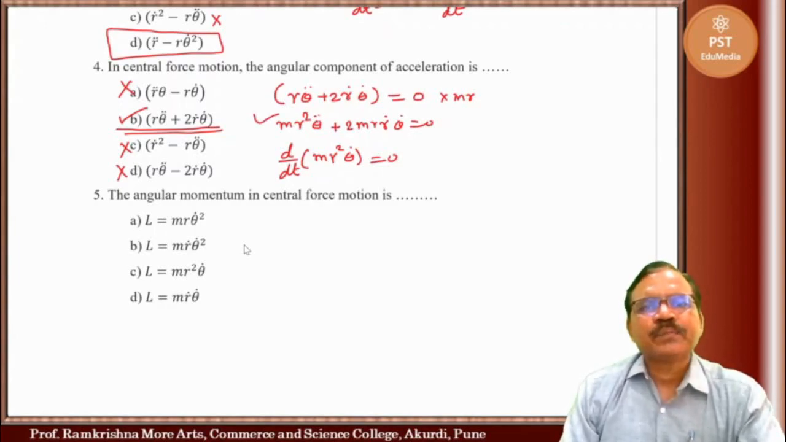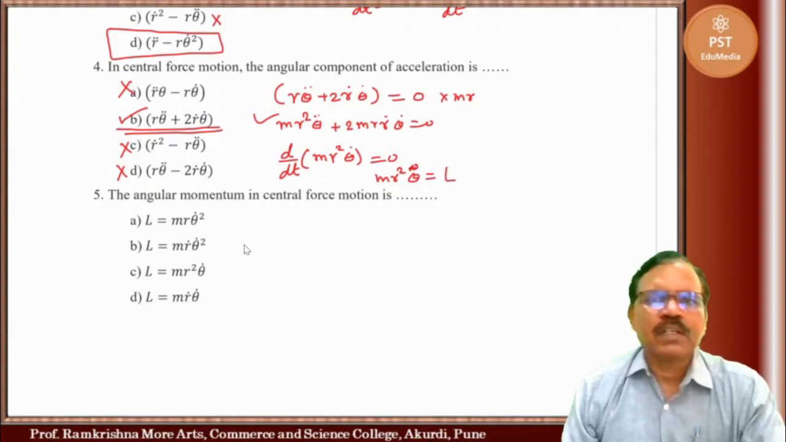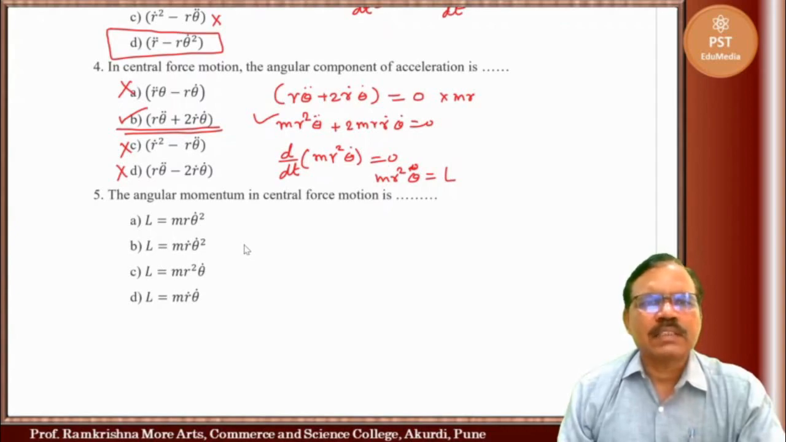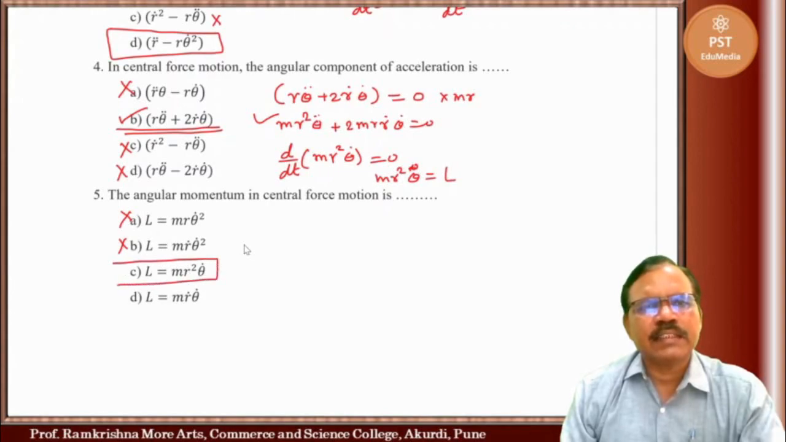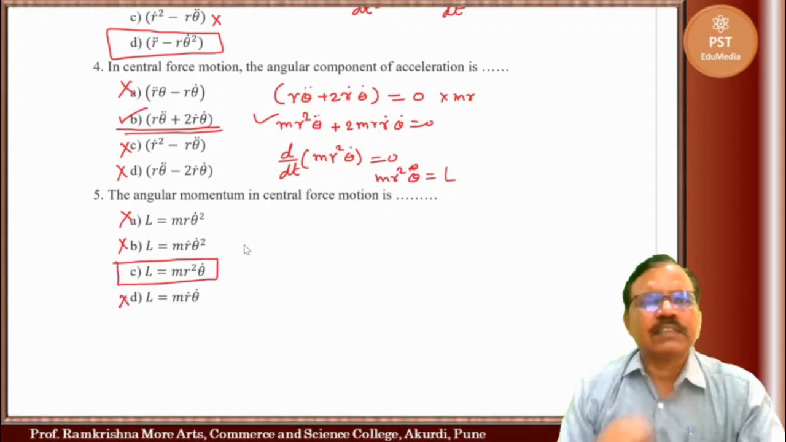So here, m r square theta dot is equal to constant, and that is called L, angular momentum. So m r square theta dot. So here this is not correct, this is not correct, this C is correct, and this last one is not correct.